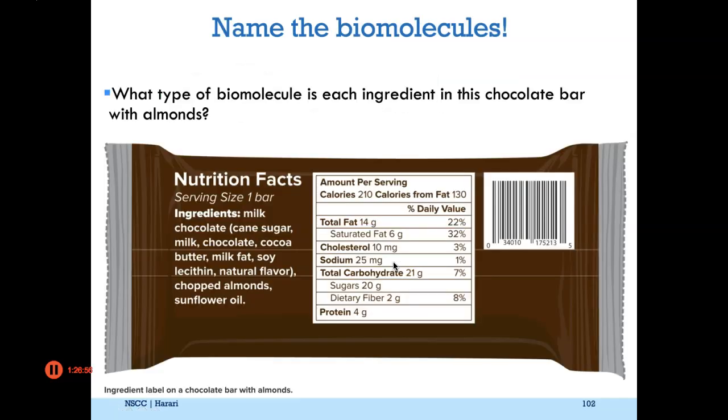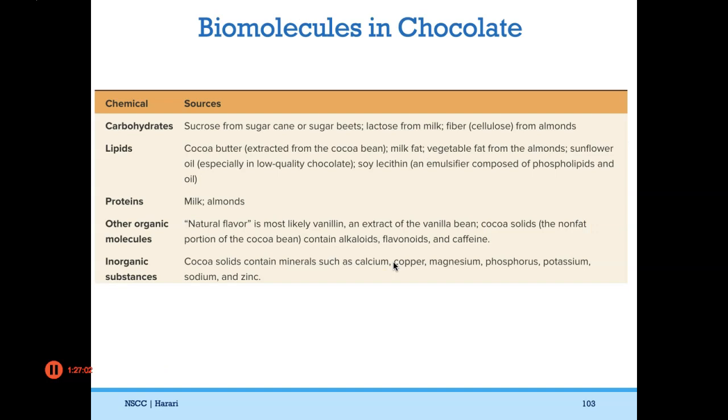And I'd like you to do the same with chocolate. So what type of biomolecule is in each ingredient in this chocolate bar with almonds? So you could look at the source here, and as part of the reading for this week, you're going to read the relevancy module on the biology of chocolate. And you're going to learn a lot about how chocolate is made, about how our body processes chocolate, and some of the impacts that chocolate production has on the environment.